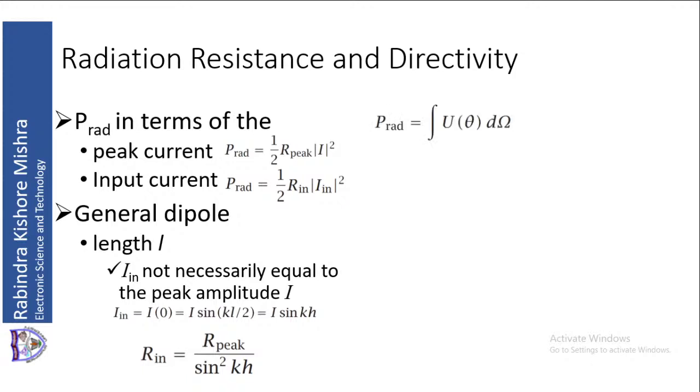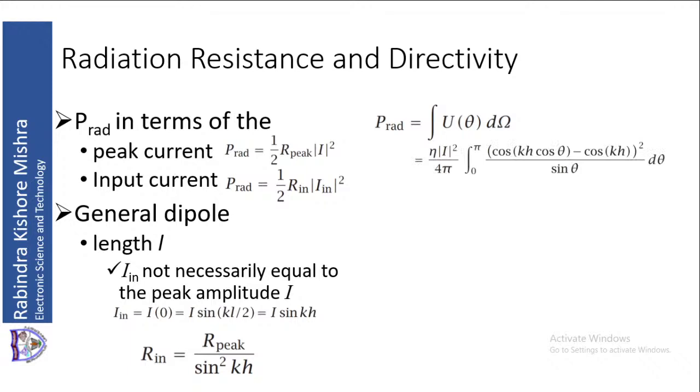From that we can say R in is equal to 2 times P rad by I in square. For I in we write I sin KH, and for P rad we write 1 by 2 R peak I square. If we do that, then R in is equal to R peak by sin square KH. So this gives us a relationship between the input resistance and the peak resistance.